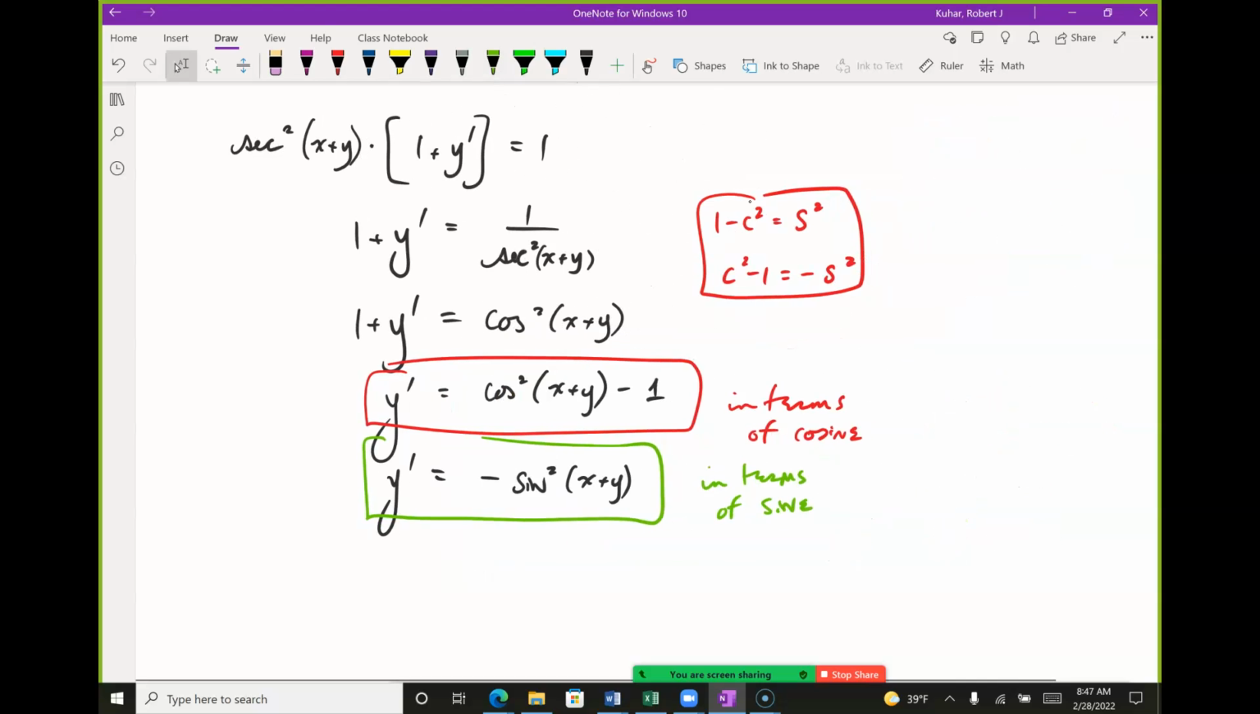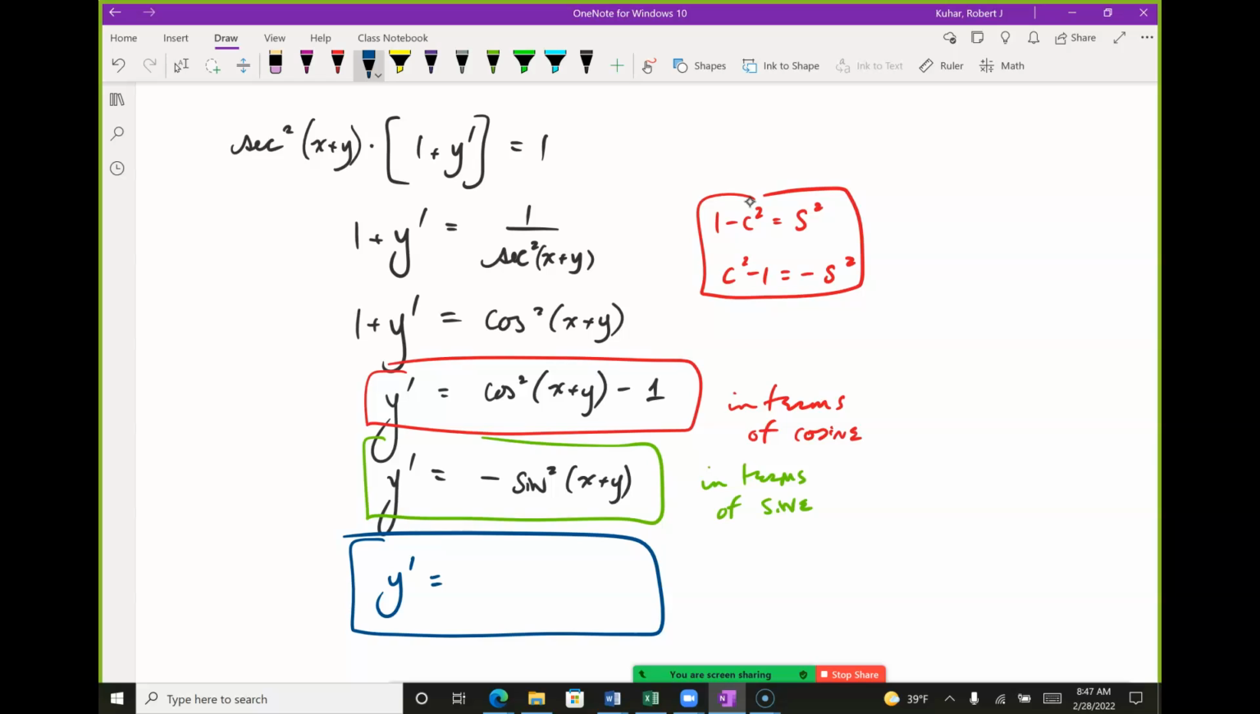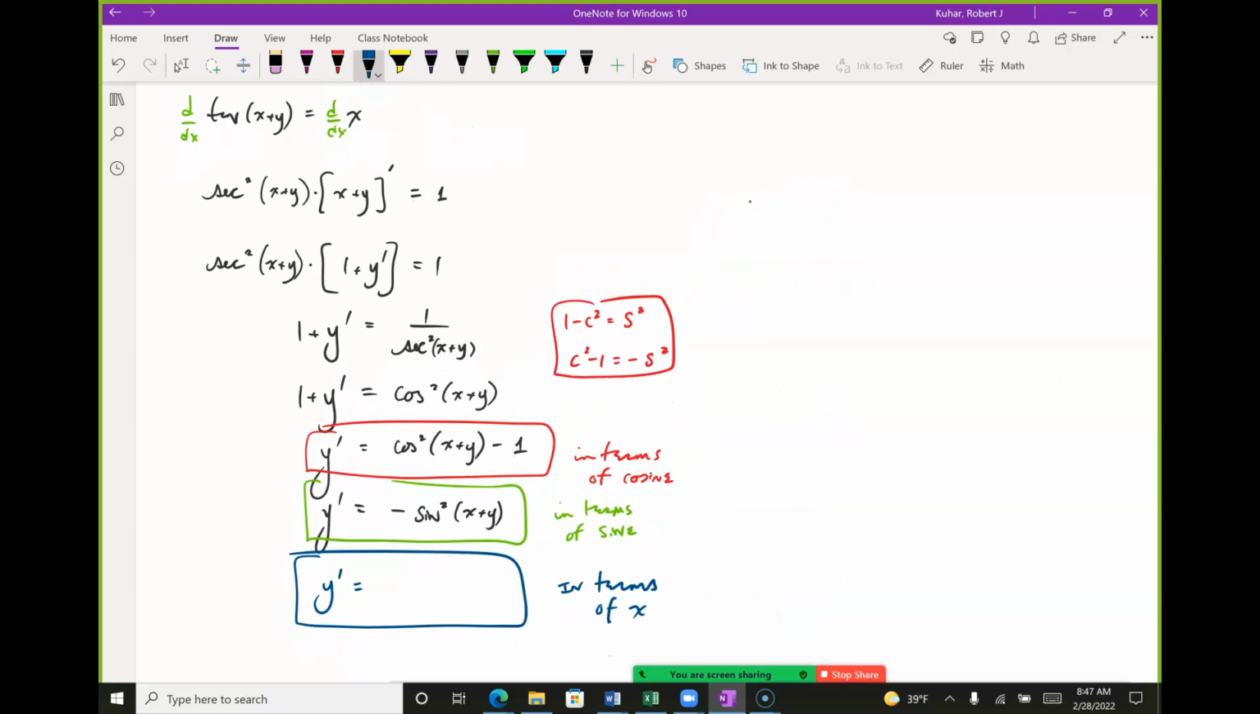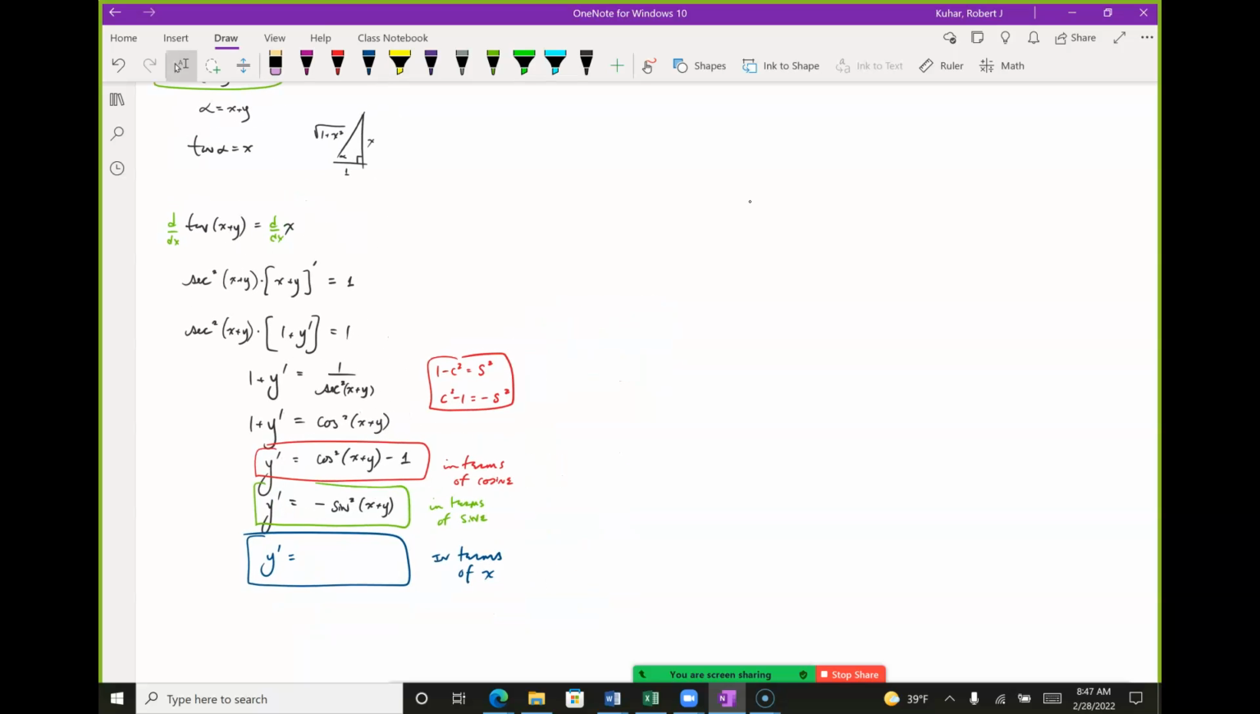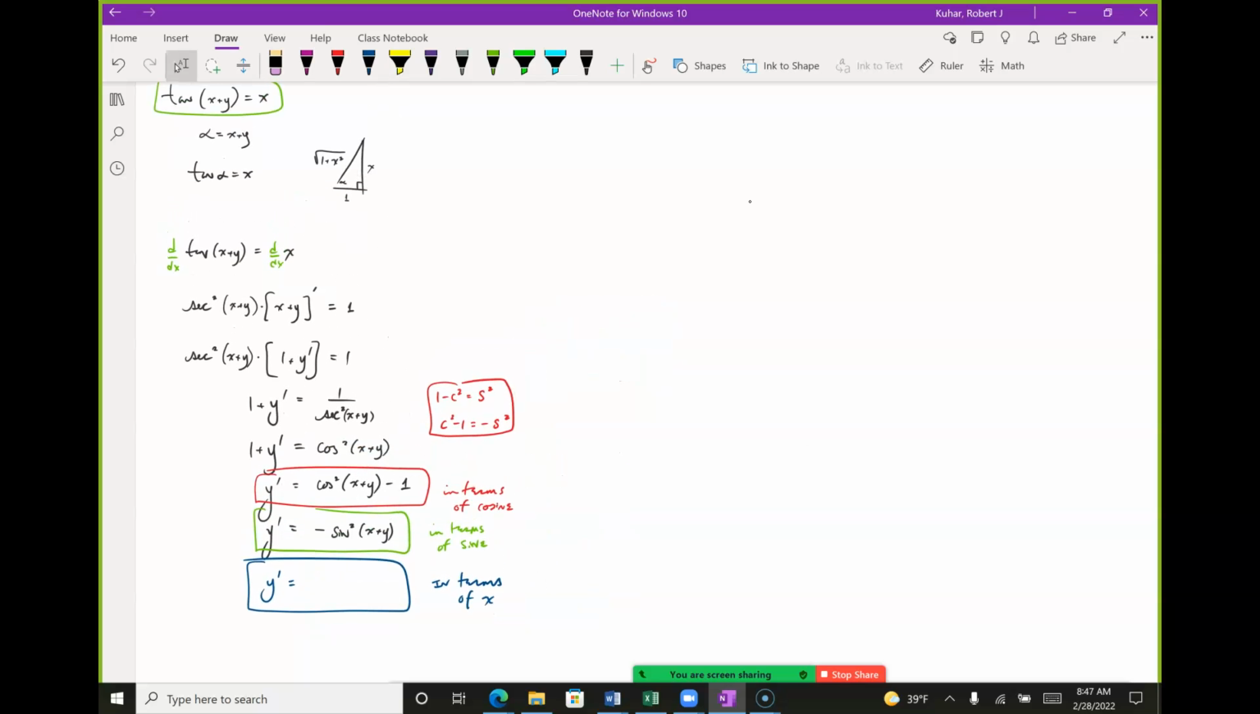Let's do one more in terms of x. Who's got it? What is it, Professor? I'm asking for someone. Yeah, but I don't know what you're asking. In terms of x. It's going to come from here. What's my sine? Negative sine squared in terms of x.